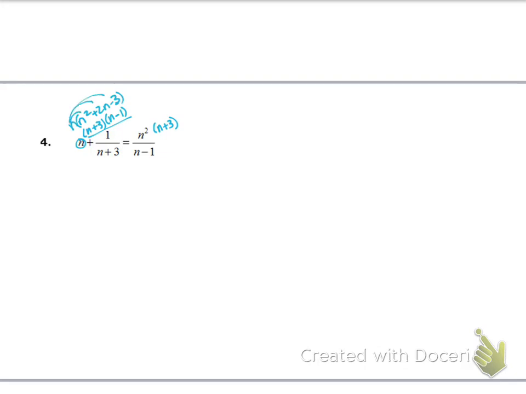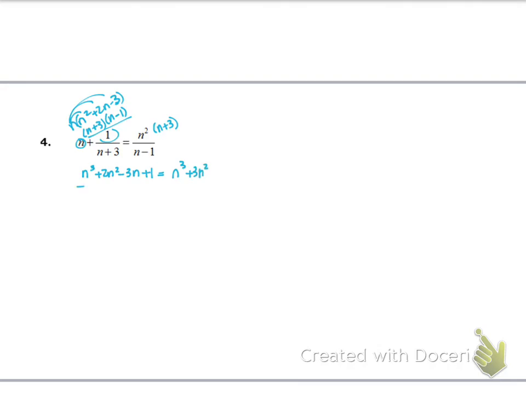Anytime you have a GCF or a single thing sitting on the outside, always FOIL, distribute, or box first and then send that little guy through. So it'll become n cubed plus 2n squared minus 3n. And I still got this plus 1 sitting here. Now if I distribute my other side, I get n cubed plus 3n squared.